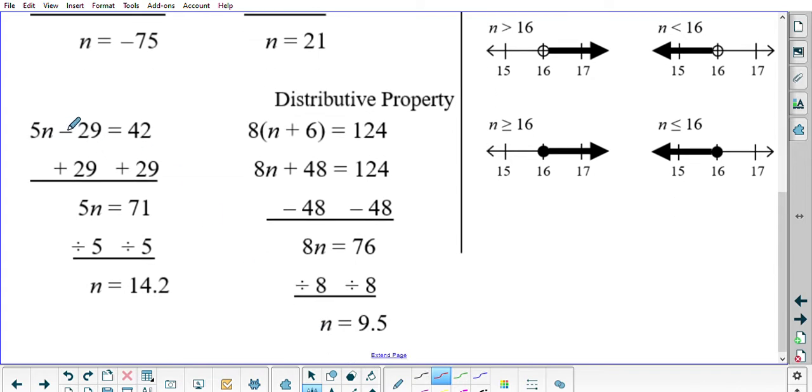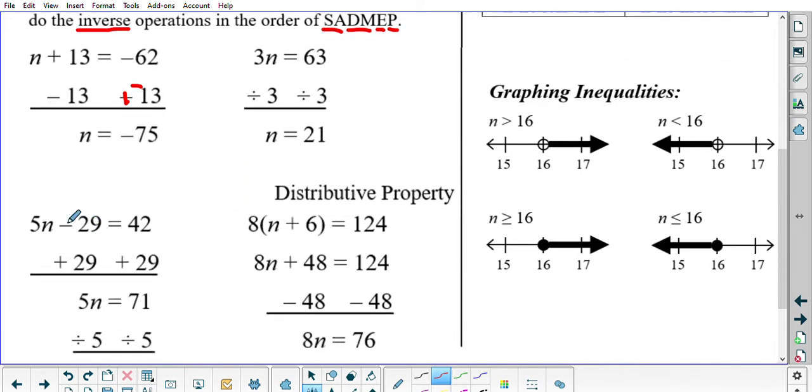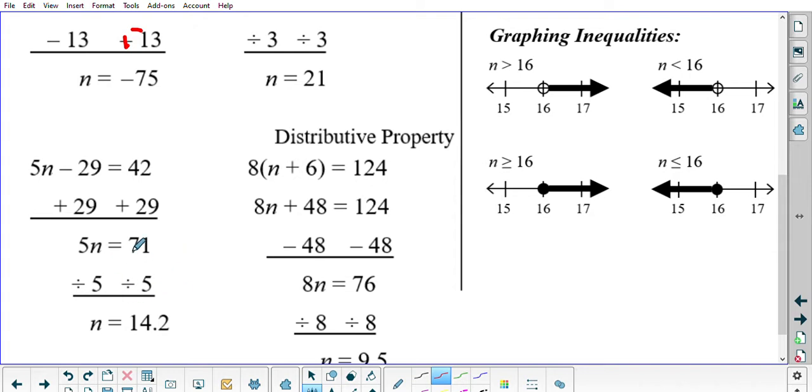On the next one, we have two things happening to the variable. We will follow the order of SADMEP. We will subtract or add first, so the inverse of subtracting 29 is adding 29. We do that to both sides. Then later, the inverse of multiplying by 5 is to divide by 5. We do it on both sides to get our answer.